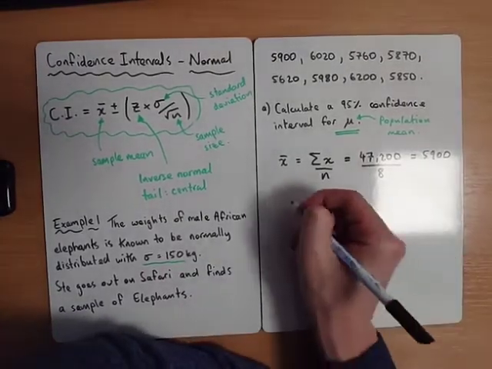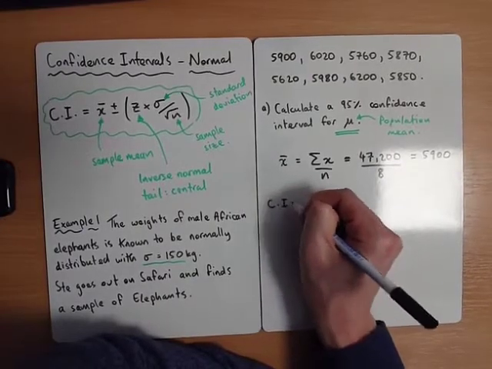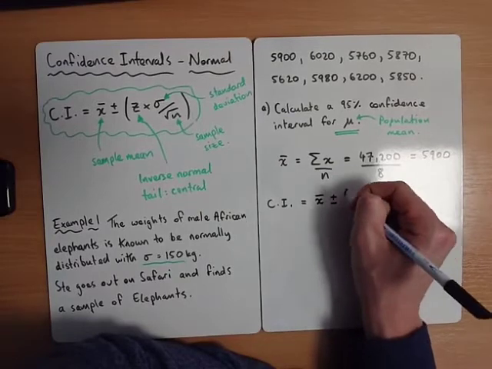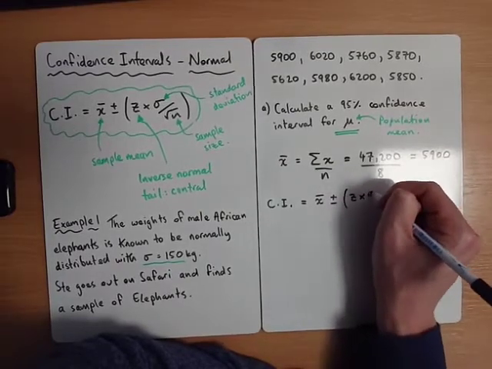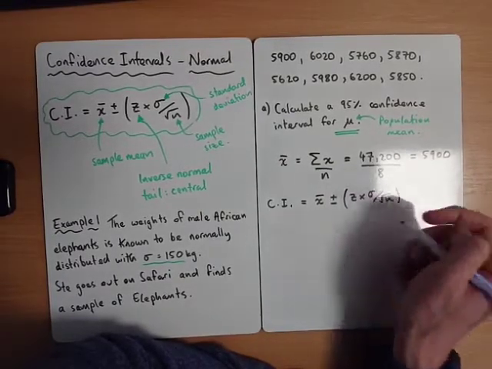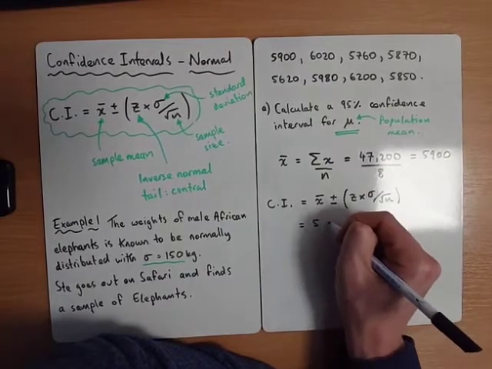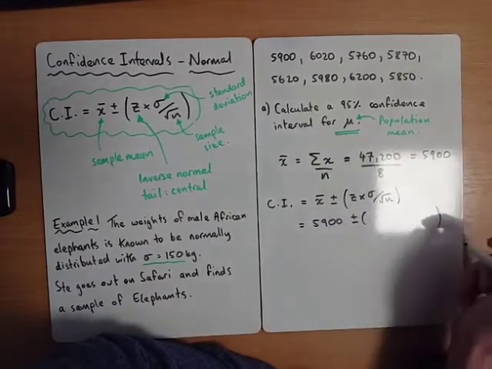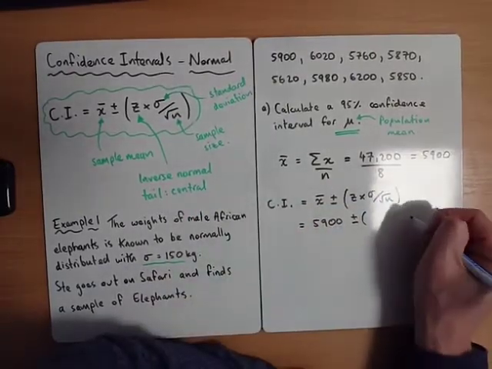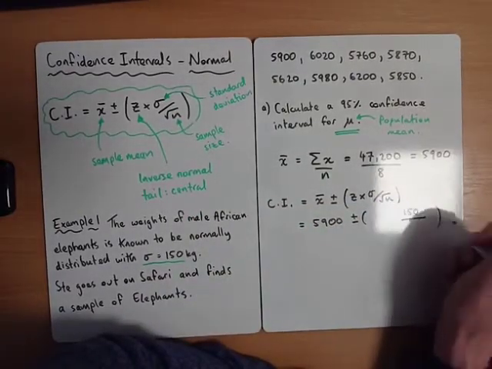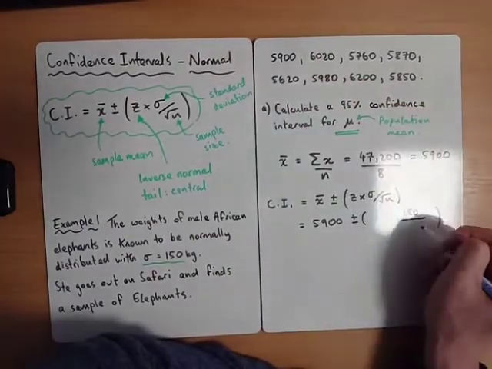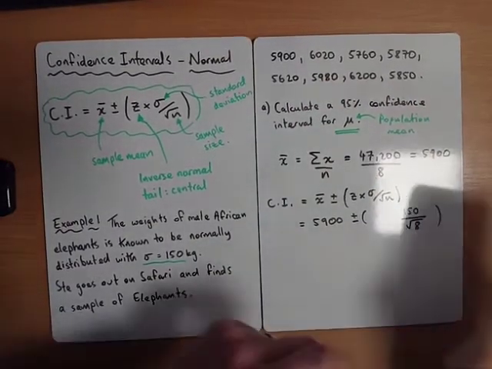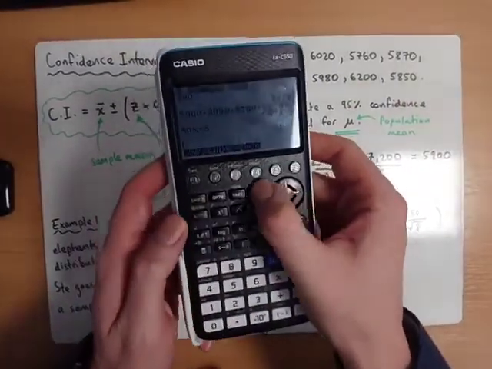Okay, so let's start by writing the formula. We've got x bar plus or minus z times sigma over root n. So the sample mean is 5,900 plus or minus. The standard deviation we know is 150. The sample size was 8. So the only other thing we need to figure out is how to get this z value.